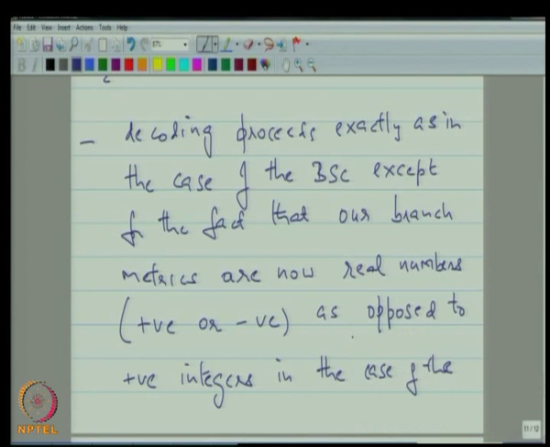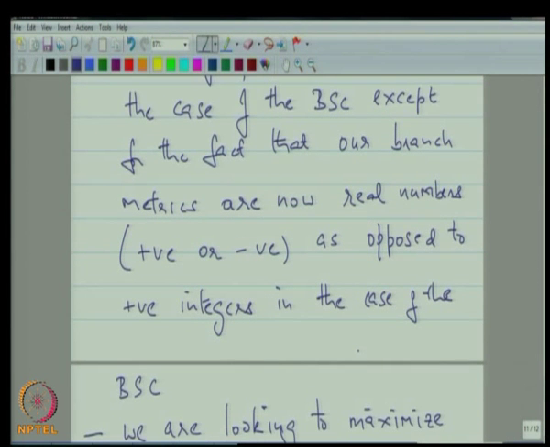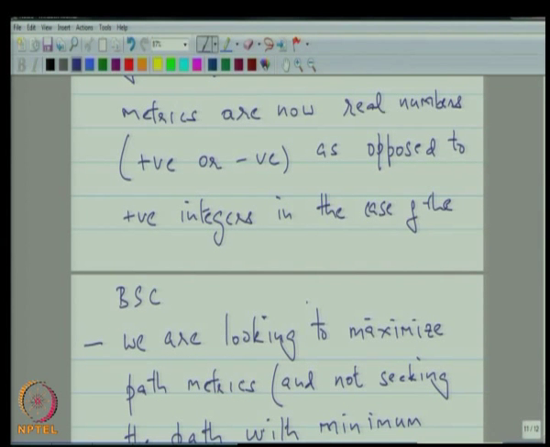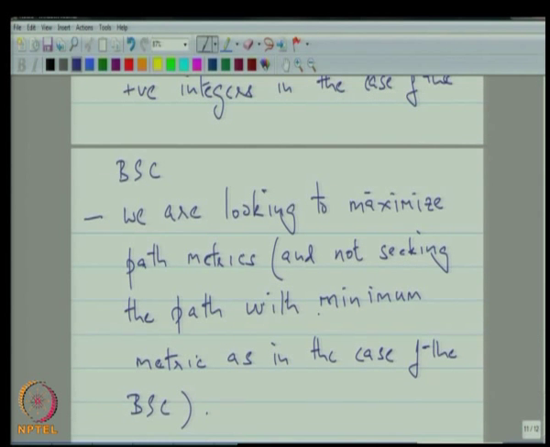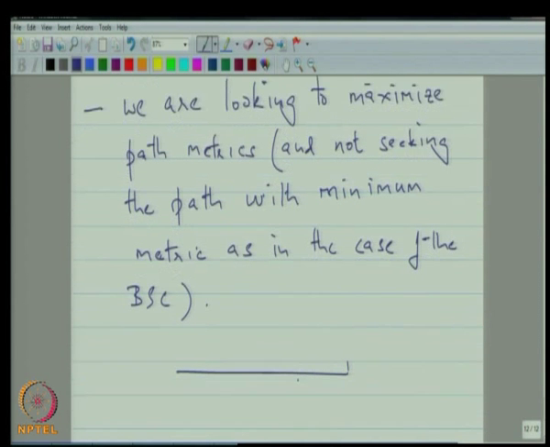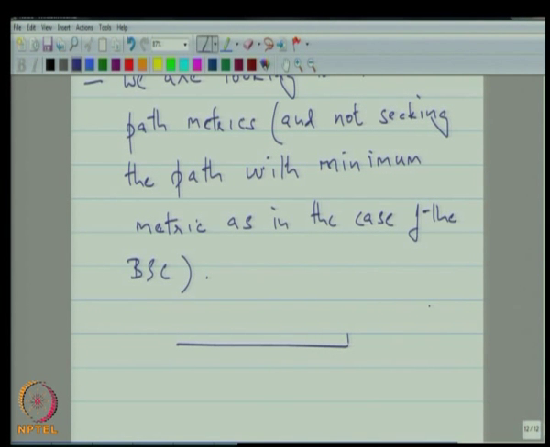So, decoding proceeds exactly as in the case of the binary symmetric channel, except for the fact that our branch metrics are now real numbers, either positive or negative, as opposed to positive integers in the case of the binary symmetric channel. Also, we are looking to maximize the path metric and not seeking the path with minimum metric as in the case of the binary symmetric channel. So, we will leave it at that. And finally, I just want to put down a couple of formulae without proof.